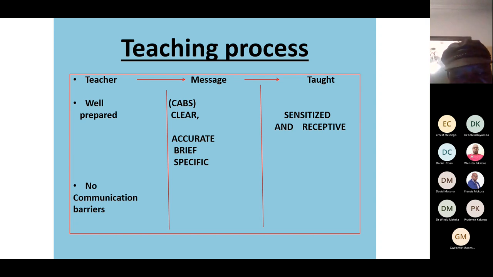So the teaching process starts with the teacher. The teacher needs to be well prepared, and he must define as part of his ground rules that there are no communication barriers in his class. I don't know how many of us set these ground rules in class. You set your ground rules, lecture one. You tell them, right, I'm going to teach you this subject, and I'm going to be the facilitator, but these are my ground rules. I want everybody to arrive on time. I want everybody to respect each other.